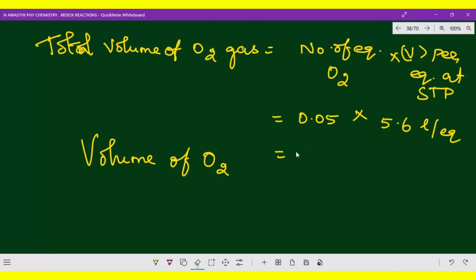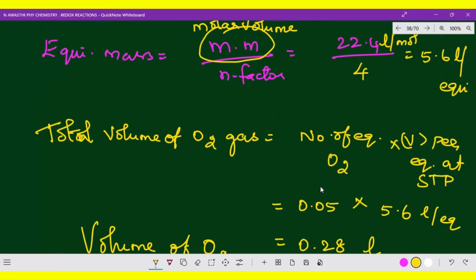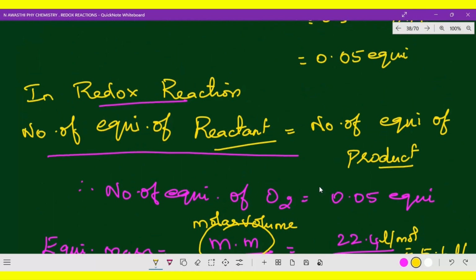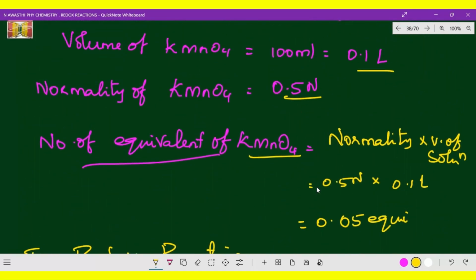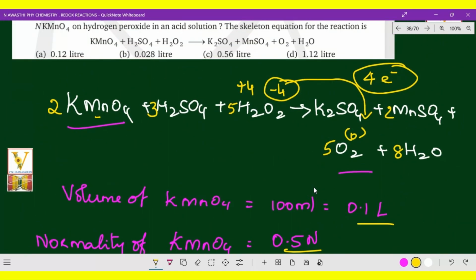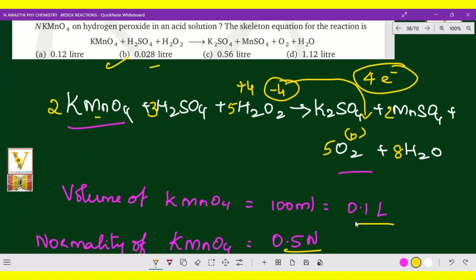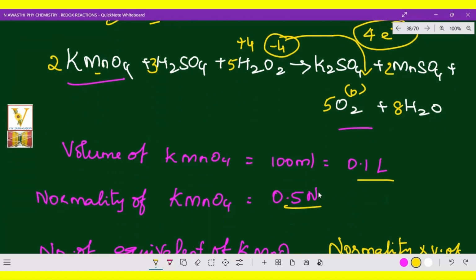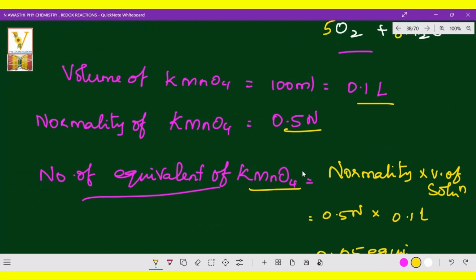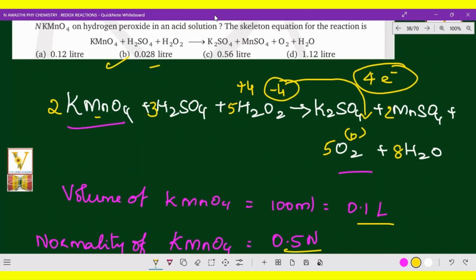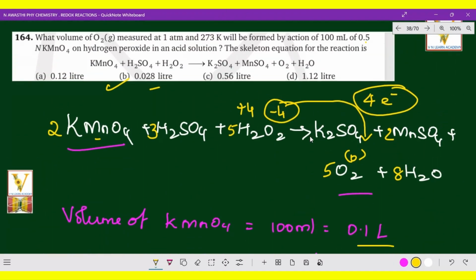When you calculate, the volume of oxygen is 0.28 liter. So this is the value. Come on, let us check the answer. The correct option is B, 0.028 liter. But here we got 0.28. Yes, we observed everything: 100 ml, so 0.1 liter. The normality given in the question is 0.5, yes, in the question it is given as 0.5 only. Yes, 0.5, 1 liter.